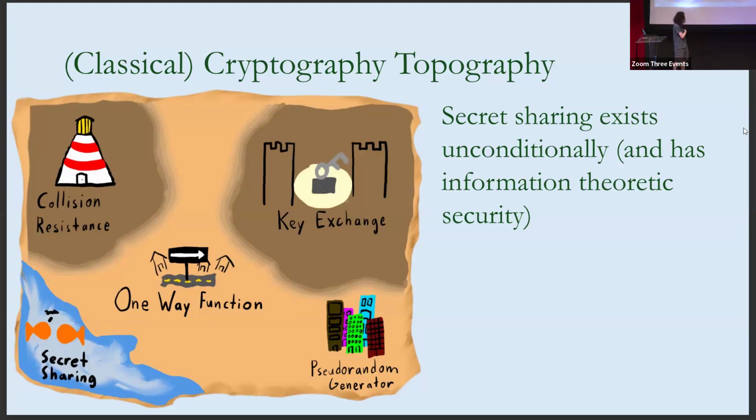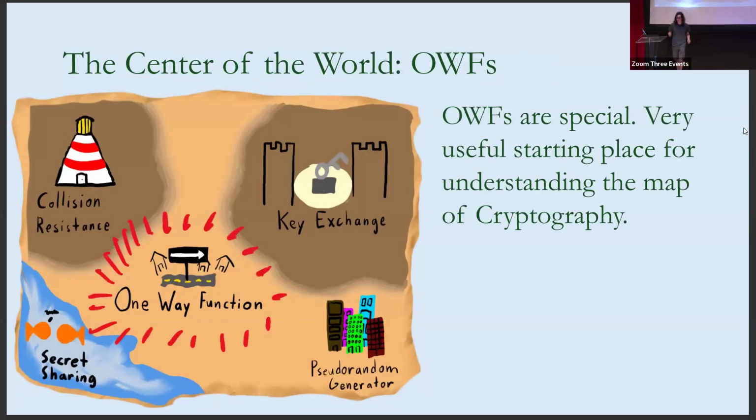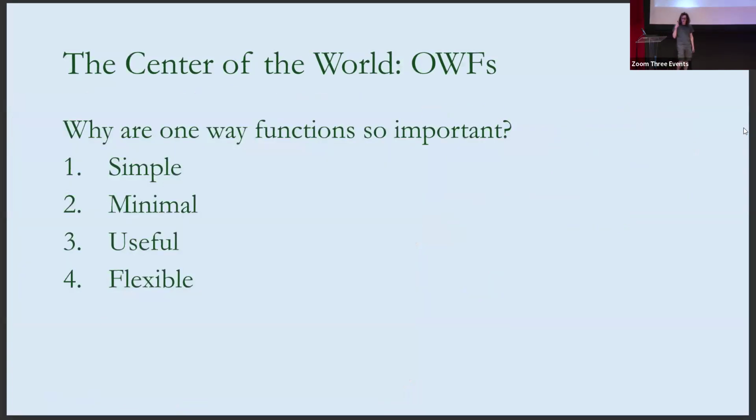Note that on this map, one-way functions are kind of special. And this is because they're very good for understanding this map, and looking at the relations is very useful for understanding the world of classical cryptography. But what exactly makes them so special? I'm sure you all agree with me that they're special, but why is this the case? Let's be a little bit careful. The reason I like to think this is the case is because one-way functions satisfy 4 important properties. They are simple, minimal, useful, and flexible.